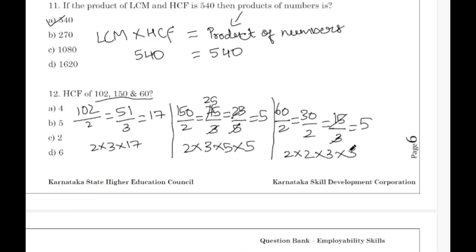And now what we are supposed to do is simplify. There's nothing to simplify here, but there is something to simplify here. Why? Because we have 2 5s, so 5 to the power of 2, and here we have 2 2s. Okay, 2 to the power of 2 into 3 into 5.